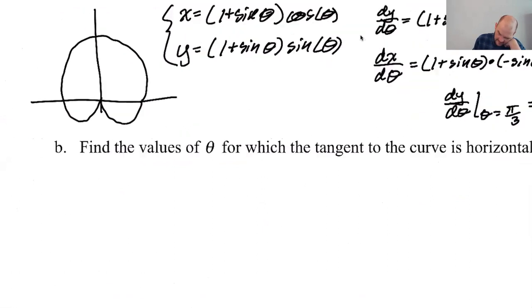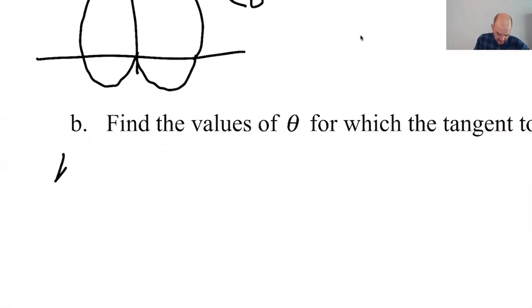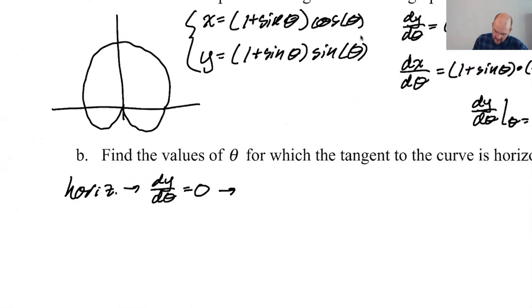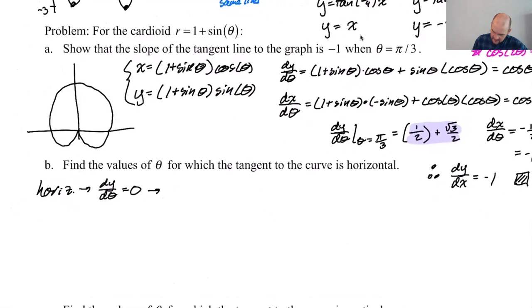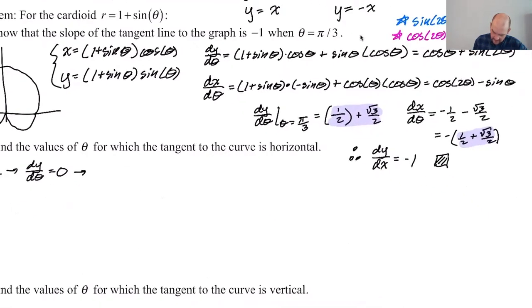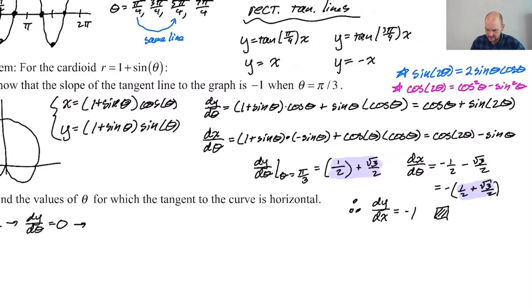Okay, so that means horizontal means that dy d theta has to equal 0, which means I may actually not want to use my simplified version of this. I got cosine of theta plus sine of 2 theta. I think it's probably better to use cosine of theta plus 2 sine cosine, because sine of 2 theta is this. I'm going to do that because I can factor it.